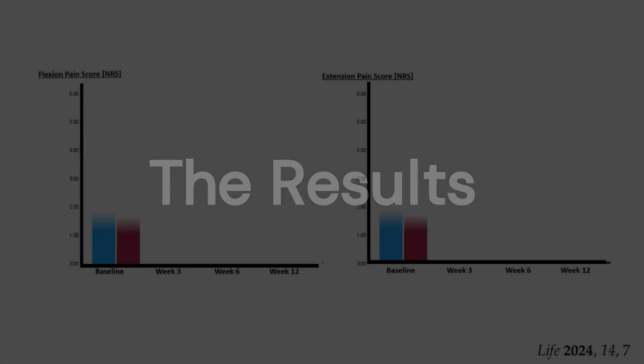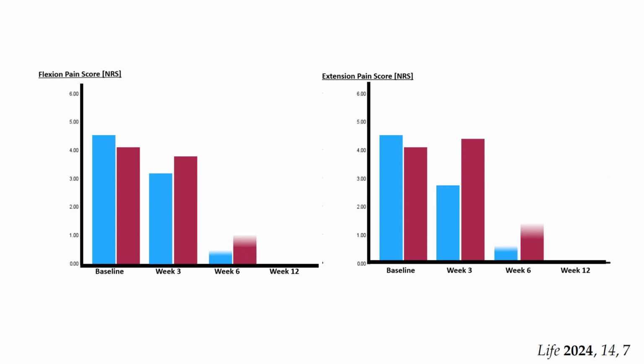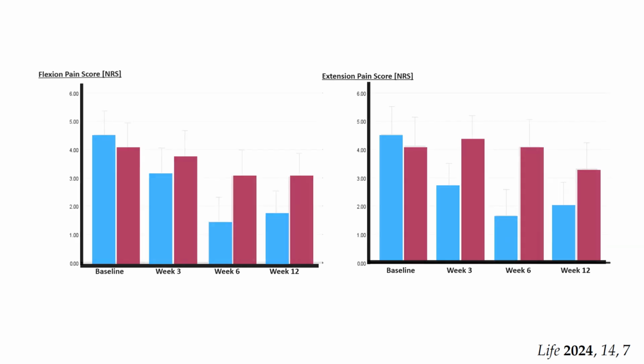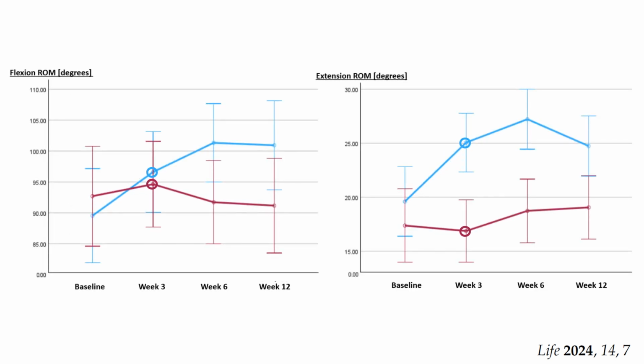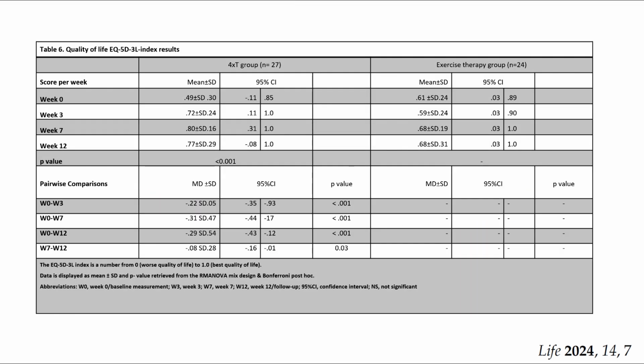The results unveiled notable interaction effects across all measured outcomes. Within the 4XT group, substantial and enduring improvements were observed over time in mobility-dependent pain, accompanied by an associated increase in trunk mobility and overall quality of life. These gains showed no significant relapse post-therapy, except for extension mobility.